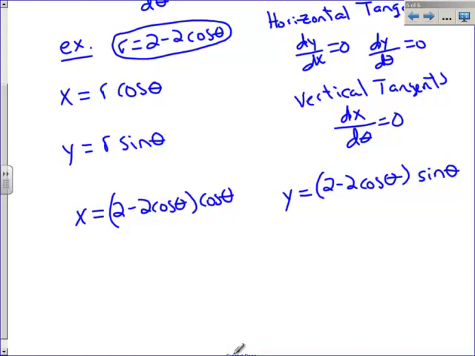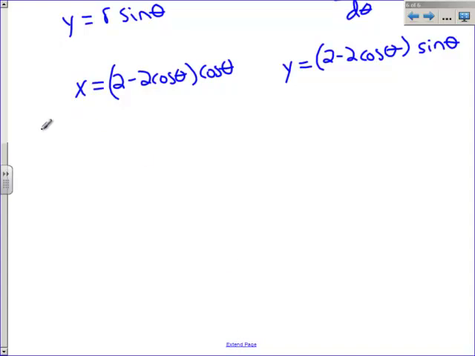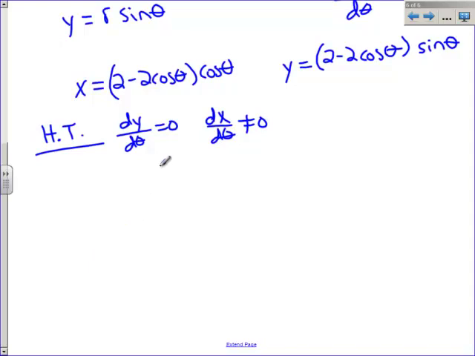So let's answer the question, how about maybe the horizontal tangents? The horizontal tangents are going to come from dy d theta equals 0. And again, I'm going to give this little caveat: we cannot let dx d theta also equal 0. So let's find dy d theta. Here's our y equals equation. It looks like I'm going to have to use the product rule.